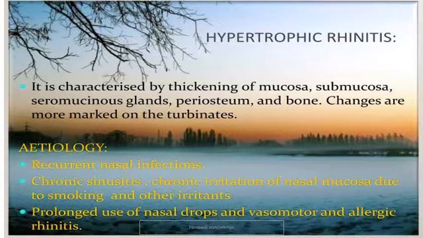Hypertrophic rhinitis is characterized by thickening of the mucosa, submucosa, seromucinous glands, periosteum, and bone. Changes are more marked on the turbinates. The etiology of hypertrophic rhinitis is recurrent nasal infections, chronic sinusitis, chronic irritation of the nasal mucosa due to smoking and other irritants, and prolonged use of nasal drops. Vasomotor and allergic rhinitis are also etiological factors of hypertrophic rhinitis.